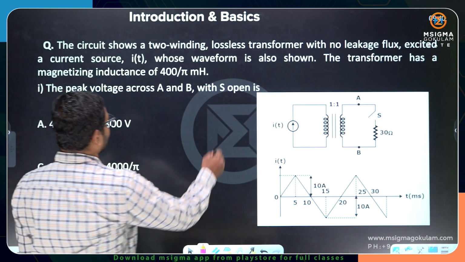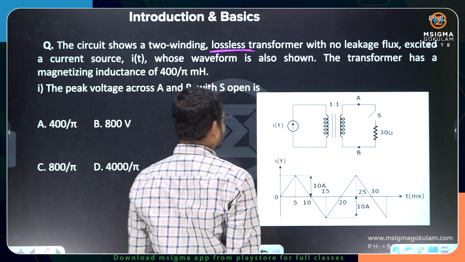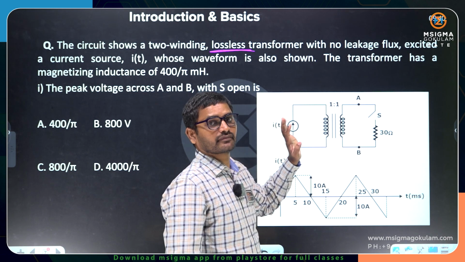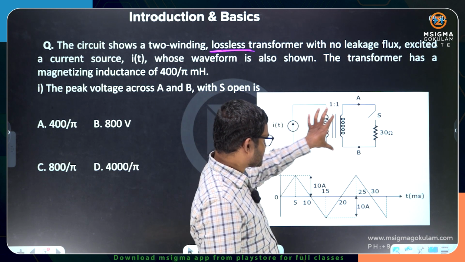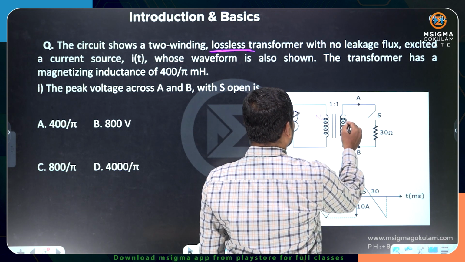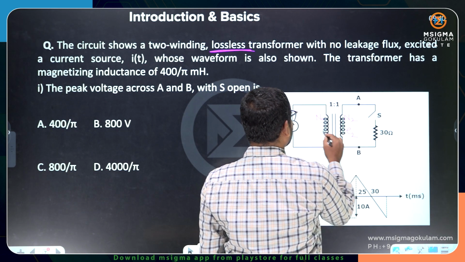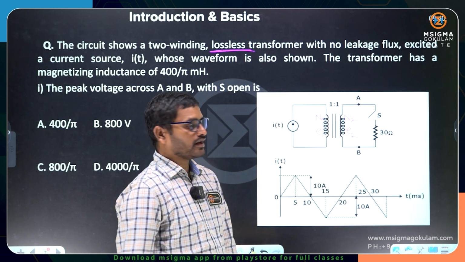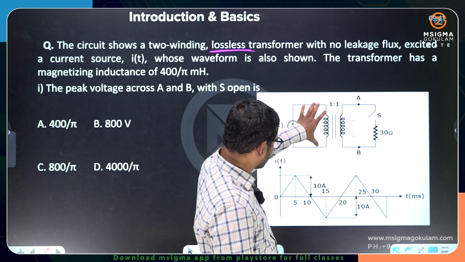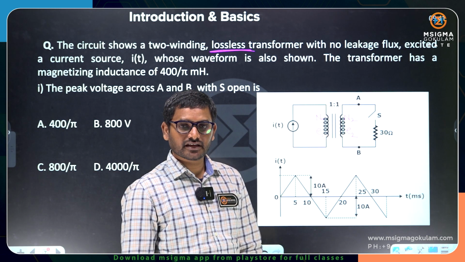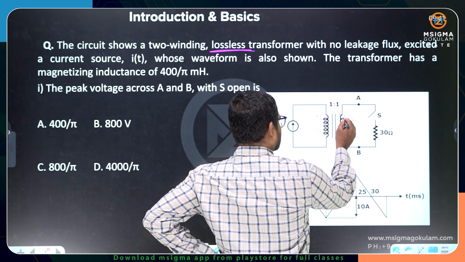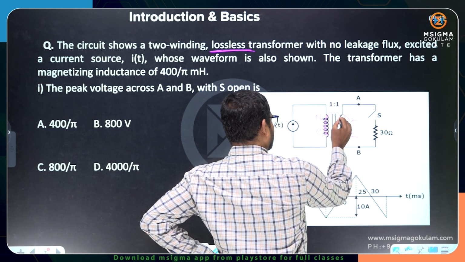So he has given a lossless transformer. If you give current, it will drive a current and it will create no drop in the windings. So whatever voltage is available here, the same voltage is also available here, a 1:1 transformer. If I take N1 and N2, then E2 will be the same as E1. So if you want to calculate the voltage across AB, you calculate the voltage across these N1 turns. The voltage across N1 turns and N2 turns will be the same. Why? The flux linkages with respect to N1 and N2 are the same.